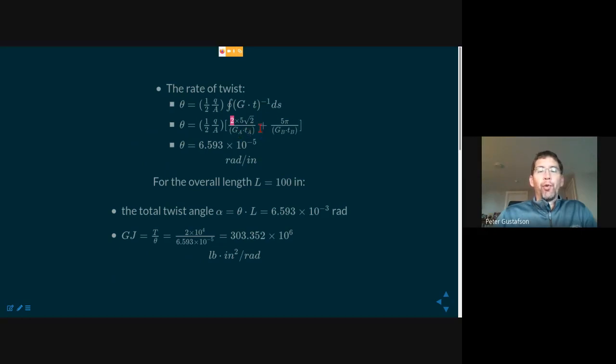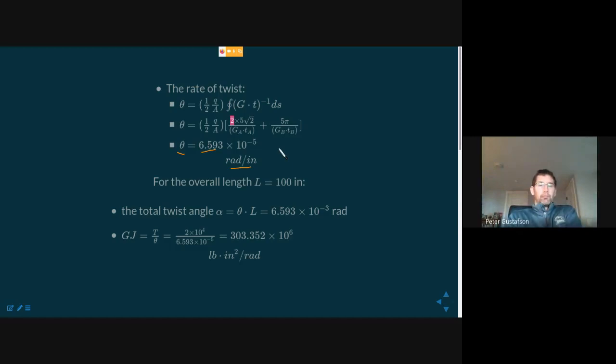And then continuing around, pi times r gives us the arc length, the half circumference of a circle, and that divided by G times t. From that calculation, very straightforward, it gives us a rate of twist of 6.5 times 10 to the minus 5 radians per inch. So what is the total angle of twist for the entire length, the length being 100 inches long? This ends up being 6.5 times 10 to the minus 3 radians of twist.